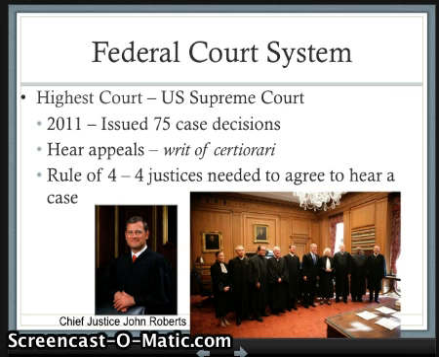The highest court in the land, of course, is the U.S. Supreme Court. In 2011, they issued only 75 decisions, so clearly they hear a lot fewer cases. When they do hear an appeal, this is called a writ of certiorari. We'll have a whole class on how this happens. And in general, we have what's known as the rule of 4. We need 4 justices to agree to hear a case. So to be one of those 75, 4 justices have to want to hear you, plus the Chief Justice. In this case, that is John Roberts, appointed by President Bush.